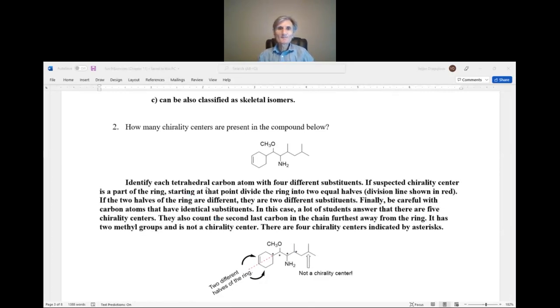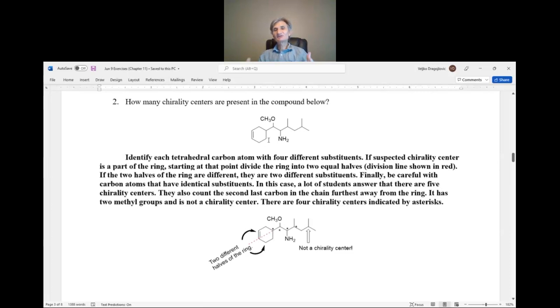Question number 2. How many chirality centers are present in the compound below? You have to be very careful and count those chirality centers properly. So let's start. I will start at the left. You can start at either side. At the left, we have a ring. And when there is a ring, there is often confusion among students. What do I do with the ring?